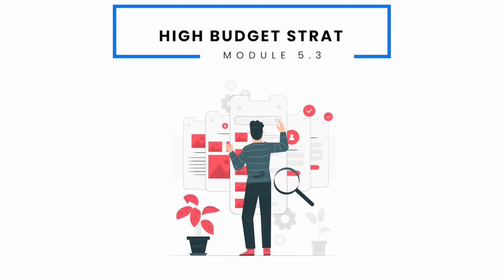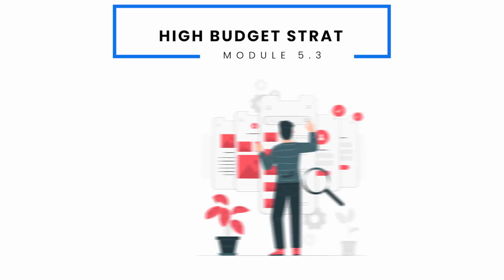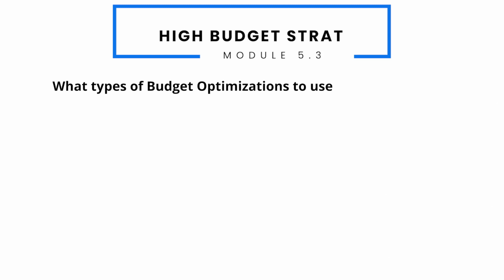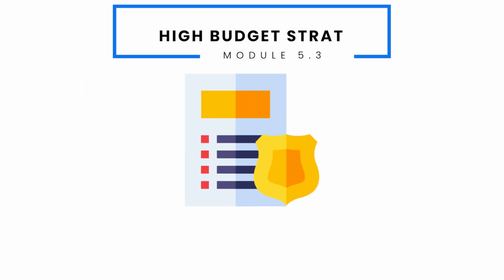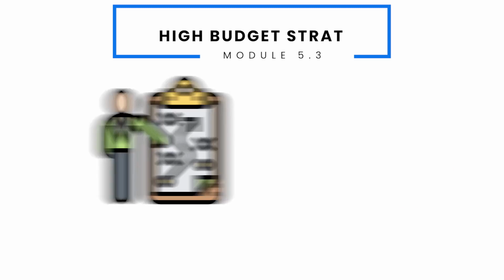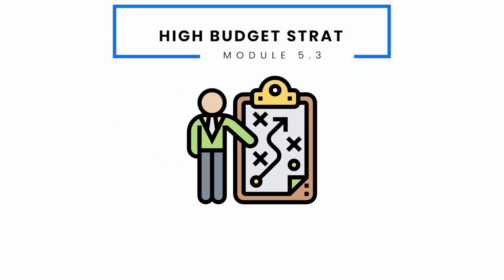First, I'll show you how to set up your initial testing campaign. You'll learn what types of budget optimization to use, how to pick out target interests, and the various campaign settings I recommend using. After that, I'll briefly talk about the requirements you need to meet in order to progress to phase 2. I'll also give you instructions to follow if you find that you're unable to meet those requirements. Alright, so without further ado, let's jump into the setup.